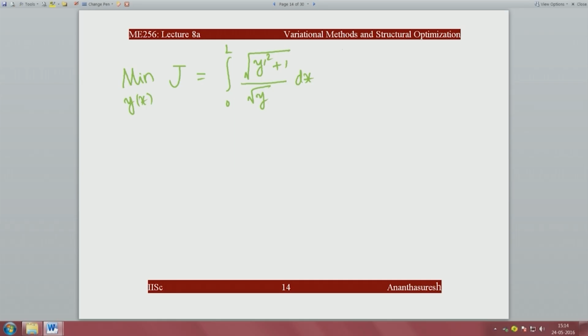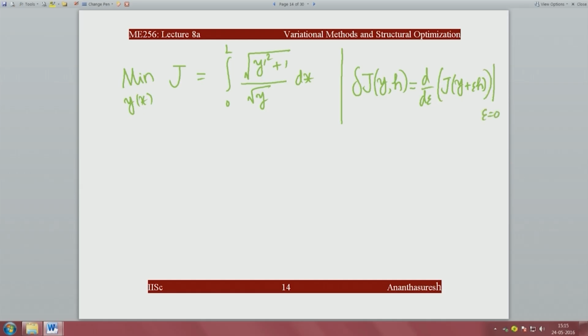And our definition of Gateaux variation is this, delta J(y). Necessarily we should have an arbitrary function h, which is what we said is the d by d epsilon of J. Instead of y we have y plus epsilon h, and then substitute epsilon equal to 0.